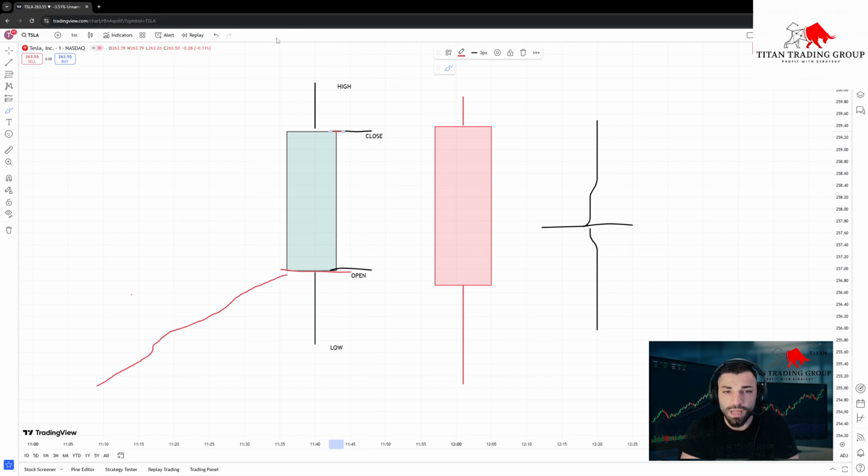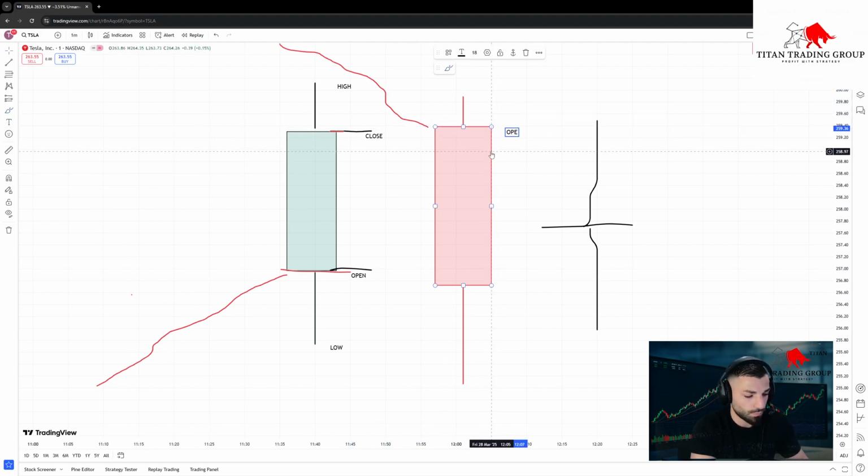Okay, when the stock is going down, the stock would be coming down from this direction, and the next 60 seconds would be placing the open, which would be here, and the close, which would be here.